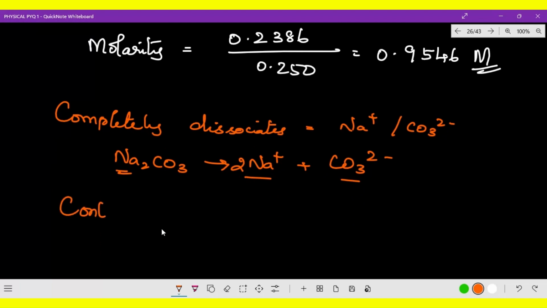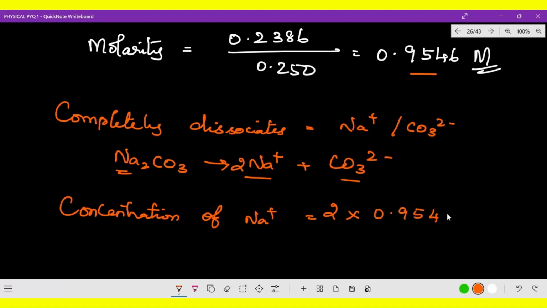The concentration of Na+, how much is it? Here it is 2, right? So 2 into how much we have seen here, 0.9546. You make it a whole number, that is 0.955, three numbers are enough. So 0.955 into 2, how much will you get here?